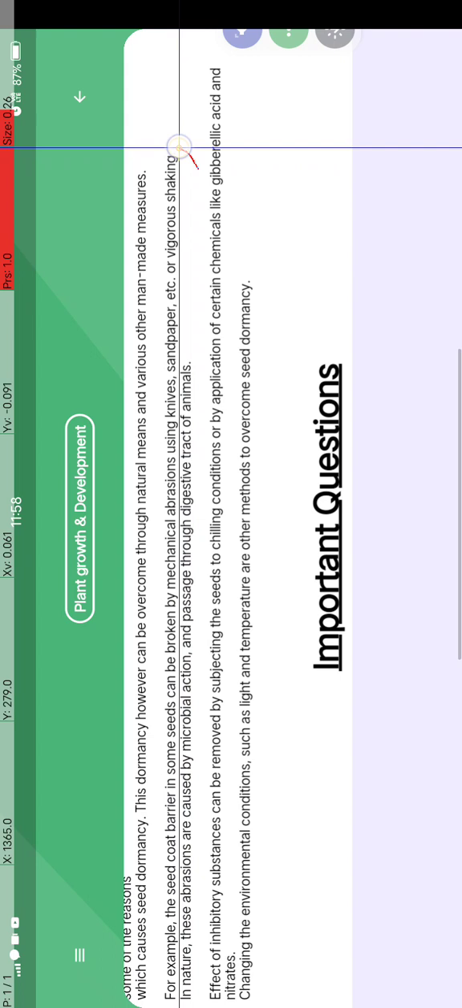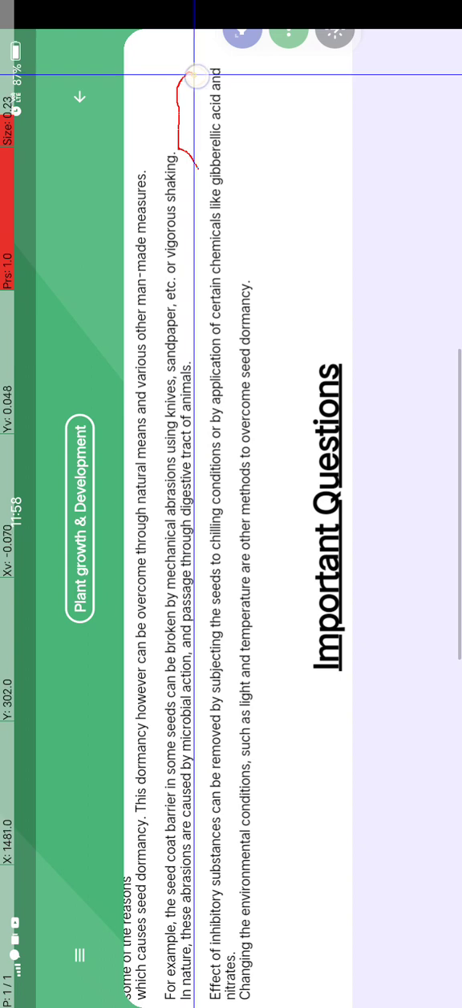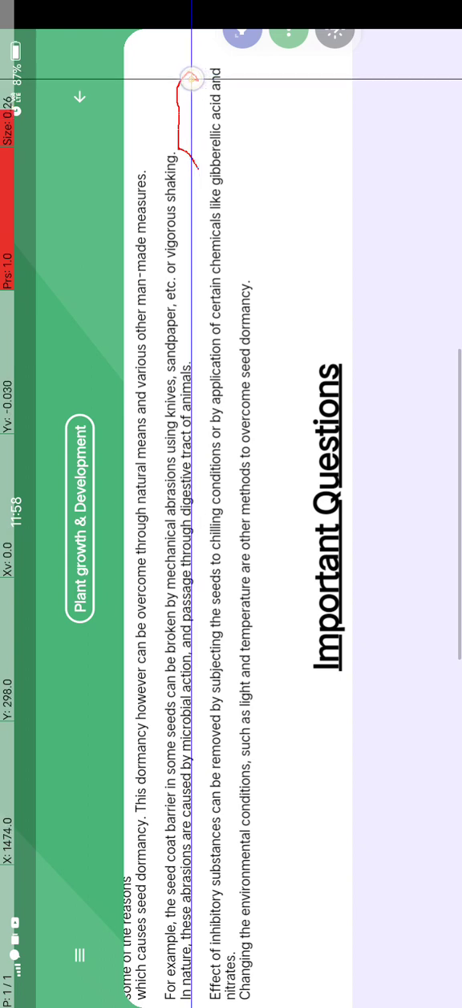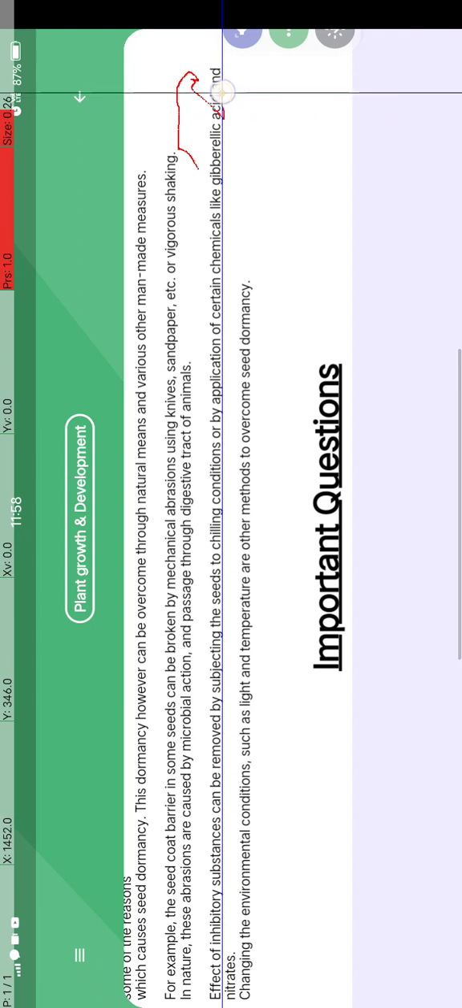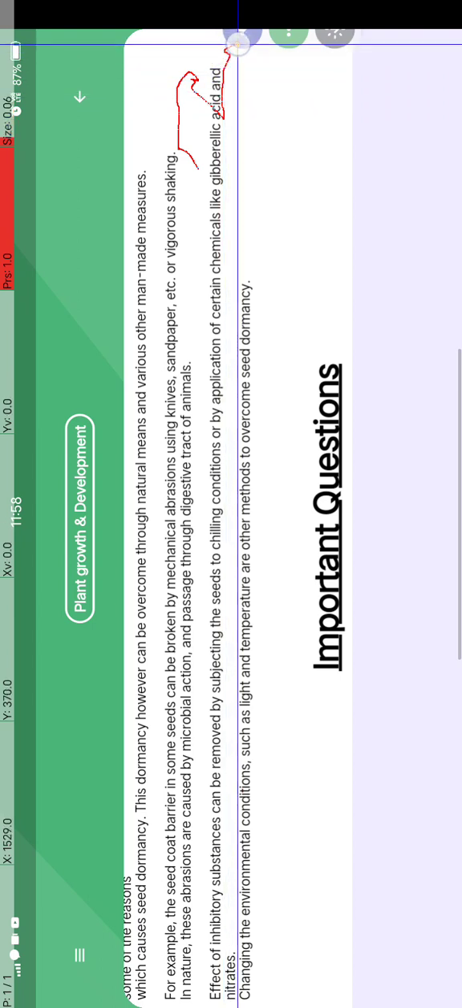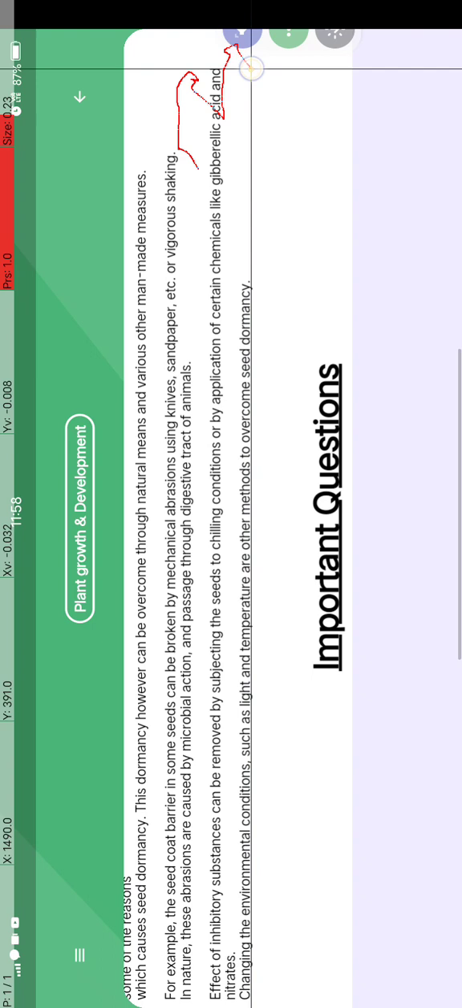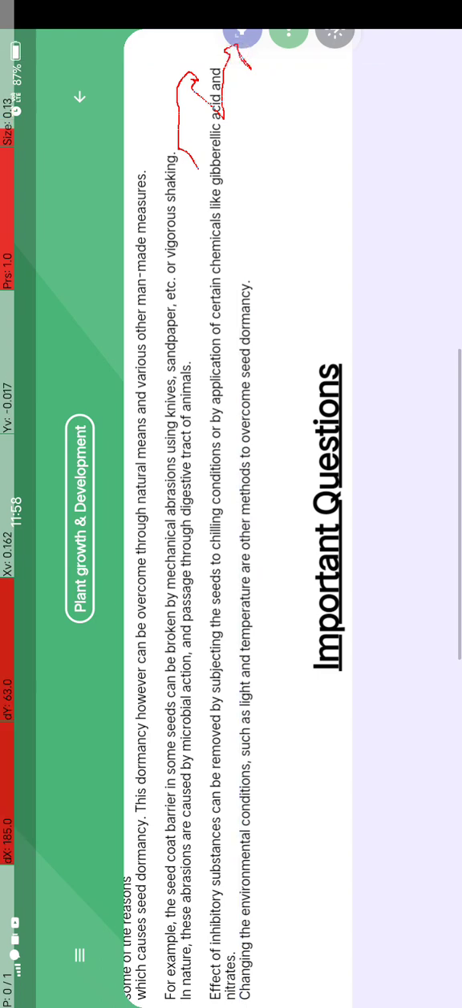Seed dormancy, however, can be overcome through natural means and various other man-made measures. For example, the seed coat barrier in some seeds can be broken by mechanical abrasion using knives, sandpaper, etc., or vigorous shaking. In nature, this abrasion is caused by microbial action and passage through the digestive tract of animals. The effect of inhibitory substances can be removed by subjecting the seed to chilling conditions or by applying certain chemicals like gibberellic acid and nitrate. Changing environmental conditions such as light and temperature are also methods to overcome seed dormancy.